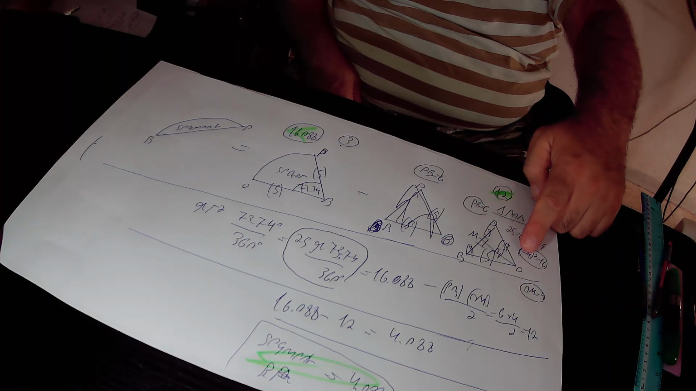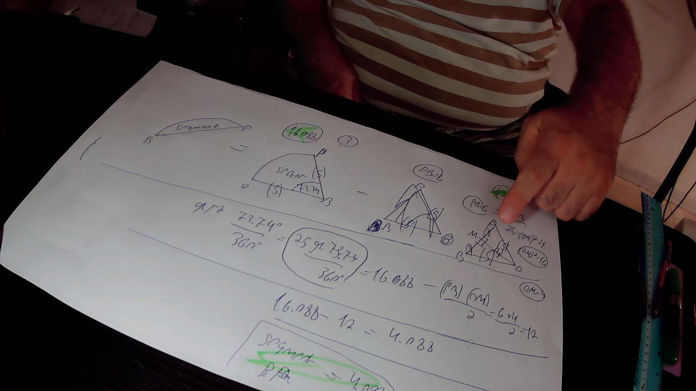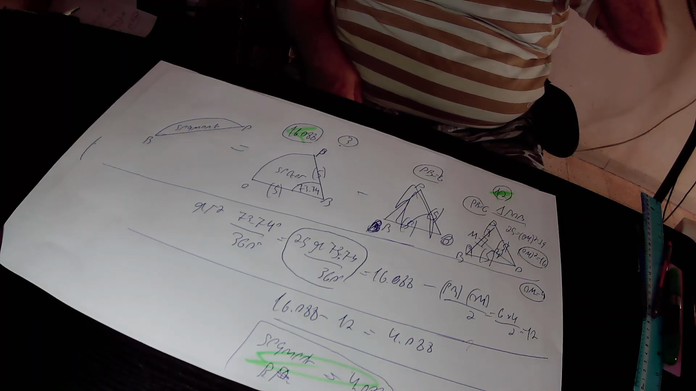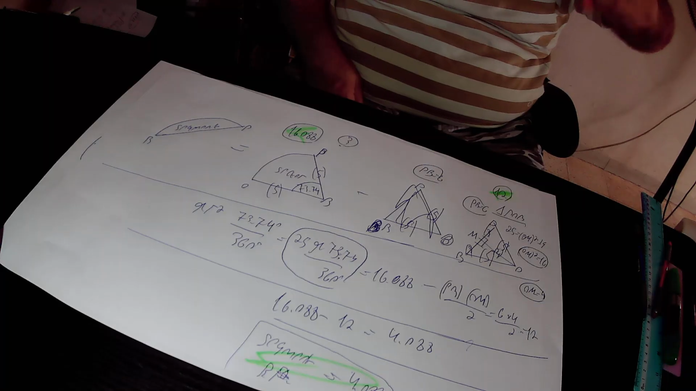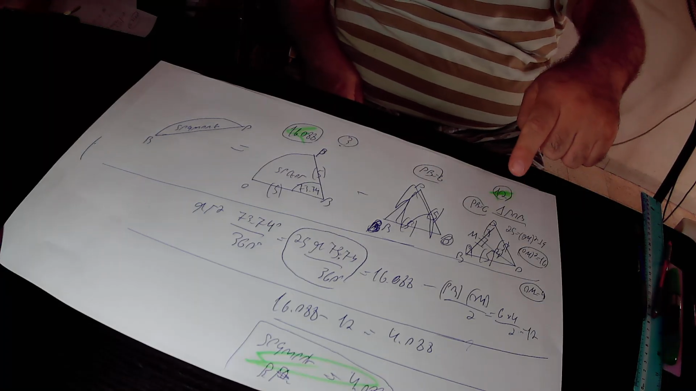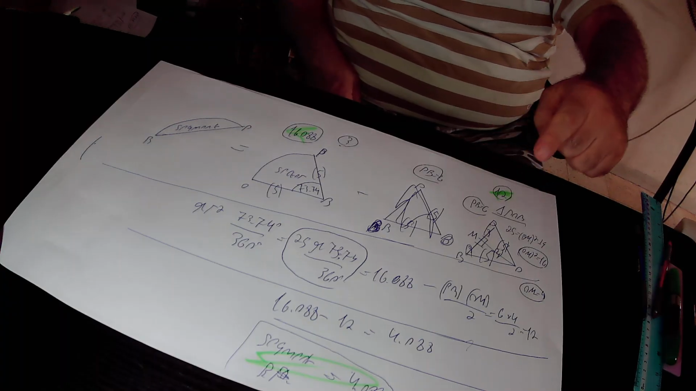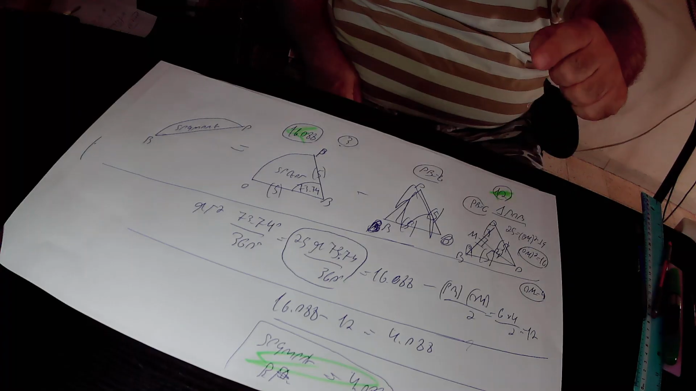Again, from the vertex O, we draw a perpendicular on the base PB. So this angle equals 90 degrees, and this angle also equals 90 degrees according to our construction. And we have the rule that the perpendicular to the base of an isosceles triangle bisects the base. So the perpendicular OM bisects the base PB.